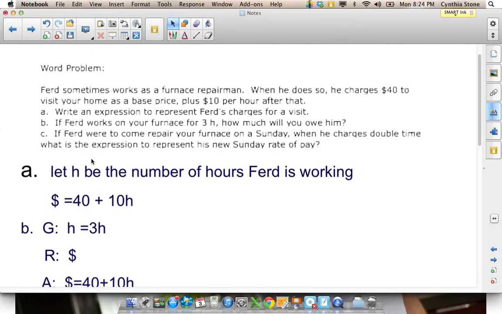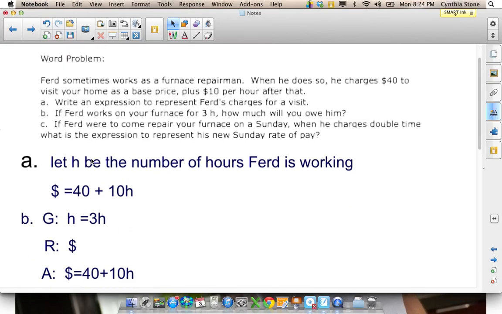I got one more example, and this is a word problem. So we got Ferd, and he works as a furnace repairman where he charges $40 just to show up at your house to fix your furnace, and then he charges $10 an hour after that, which is a great deal. So it says, write an expression to represent Ferd's charges for a visit.